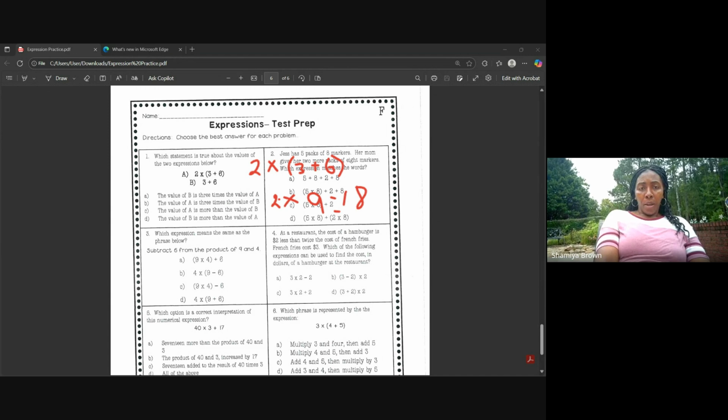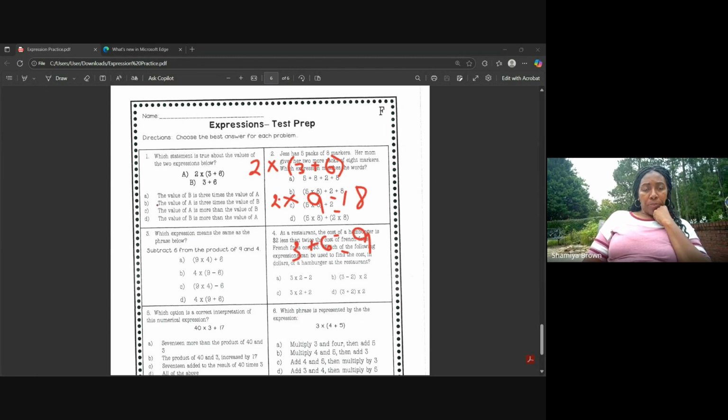All right, now let me work out the next one, which is just B. It's just 3 plus 6, and that's just going to be 9. Okay, so 18 is my answer to expression A, and 9 is my answer to expression B. Now I need to look at all my choices. It says which statement is true, so it's only going to be one answer for this one.